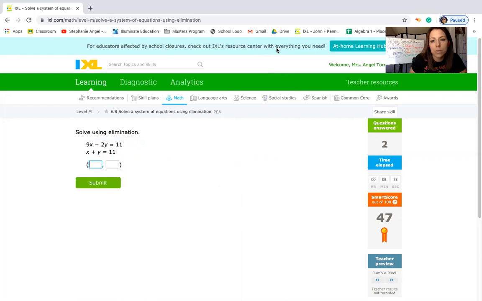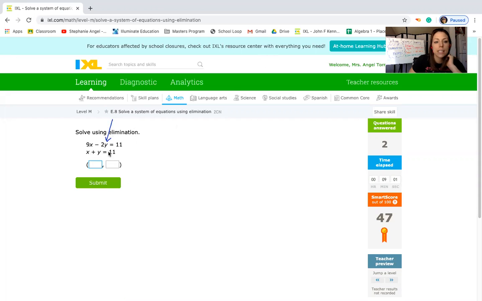So for this one, you'll notice that the x's are on top of the x's, the y's on top of the y's, the 11 on top of the 11. Now, even though the 11s are equal terms, that's not going to help us eliminate a variable. So notice that 9 is not equal to 1 and negative 2 is not equal to 1. We don't have equal terms or opposite terms here. So when that happens, you get to pick a variable that you want to eliminate. So I'm going to eliminate y. That's going to be my choice.